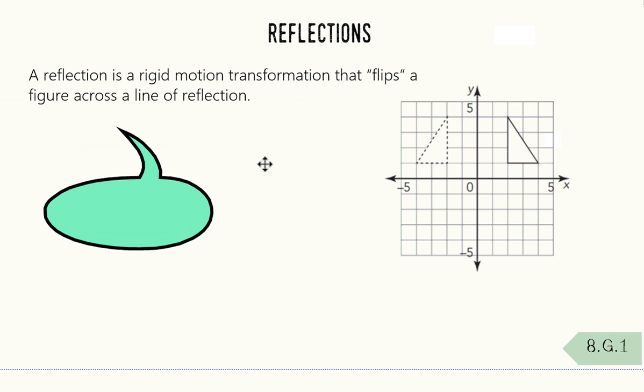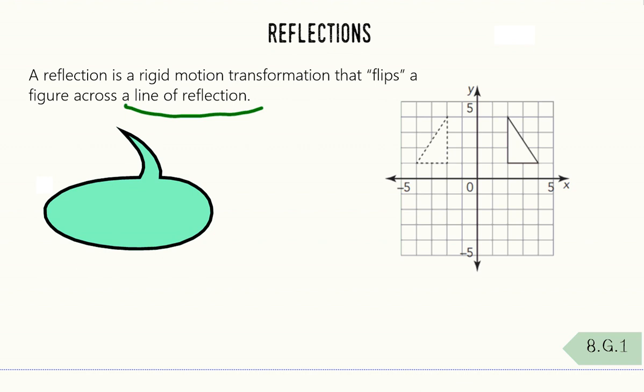Oftentimes you will see shapes being flipped or reflected either over the y-axis or over the x-axis. But in fact, you can reflect over any line, any vertical line, any horizontal line, any slanted line. So here's how a reflection is done. A reflection occurs over a line of reflection. That line of reflection has to be exactly in the middle of your 2 shapes.